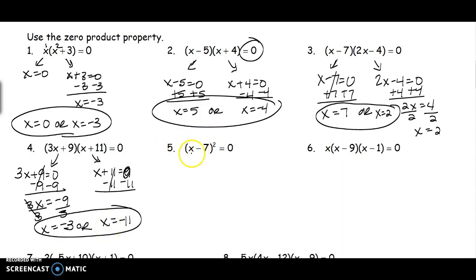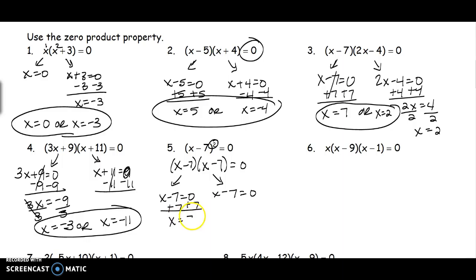In problem number 5, we have x minus 7 squared. Now remember, this squared means that we have two of the same binomial. So we now have to do this problem twice. So x minus 7 equals 0 and x minus 7 equals 0. So we would add 7 and add 7. Okay, so we would have x equals 7 twice. Now, a lot of you are probably thinking, why do I have to do this twice? But because we have two, we need two answers.